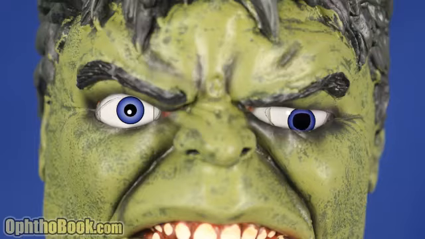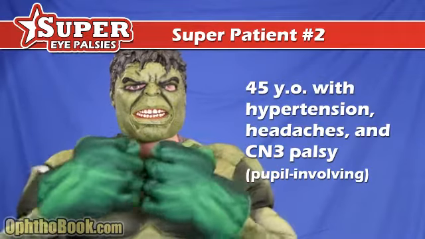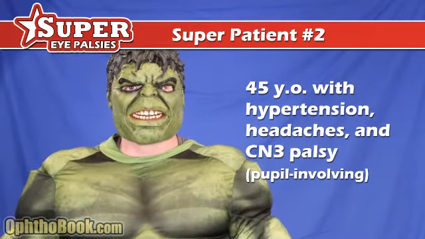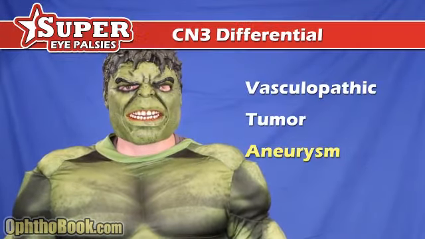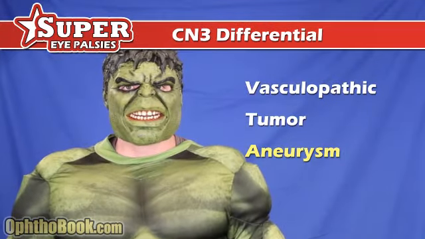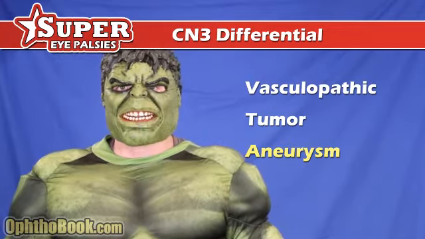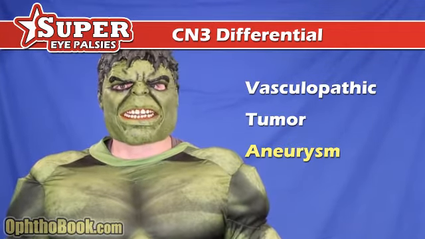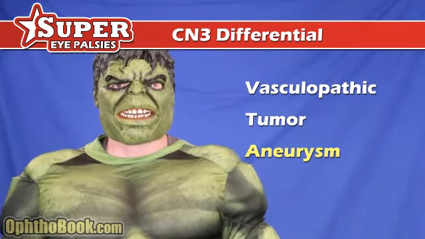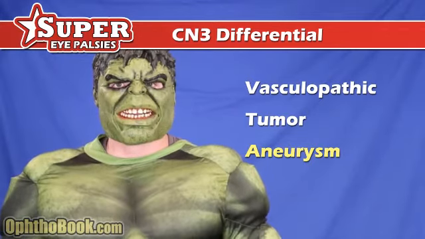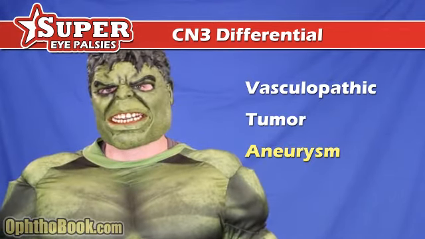So what is this? This is pretty obvious, right? It's a third nerve palsy involving the pupil. 45-year-old gentleman, high blood pressure, headaches, pupil involving third nerve palsy. What's on our differential? Once again, we go through our list. Vasculopathic, he's got high blood pressure. Okay, maybe. Tumor, maybe. Aneurysm, very high chance. That pupil is blown. There's always a chance something is compressing that eye.